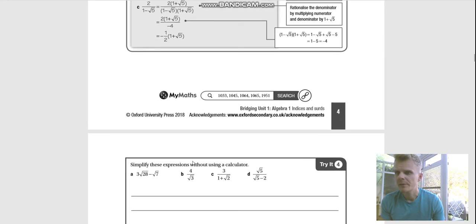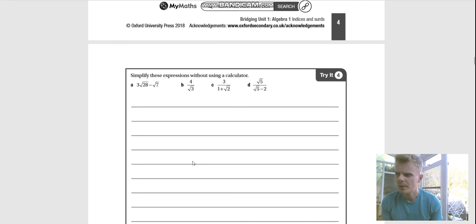Okay, and simplifying surds. When we simplify surds, it's a little bit like simplifying an algebraic expression: we want like terms. So to simplify that root 28, we probably want to turn it into something root 7, because then we can subtract it. We want something root 7 minus something root 7, and then that makes sense. We're just saying how many lots of root 7 have we got.